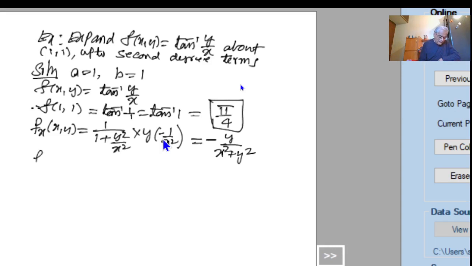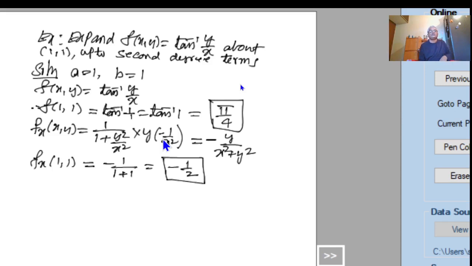Now fx at the point 1 comma 1 is equal to minus 1 by 1 square is 1 plus 1, this is equal to minus 1 by 2. This is the value of fx at the point 1 comma 1.